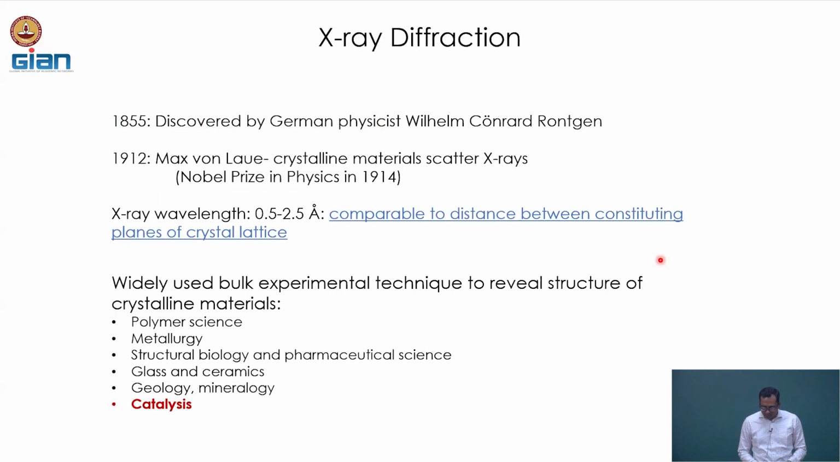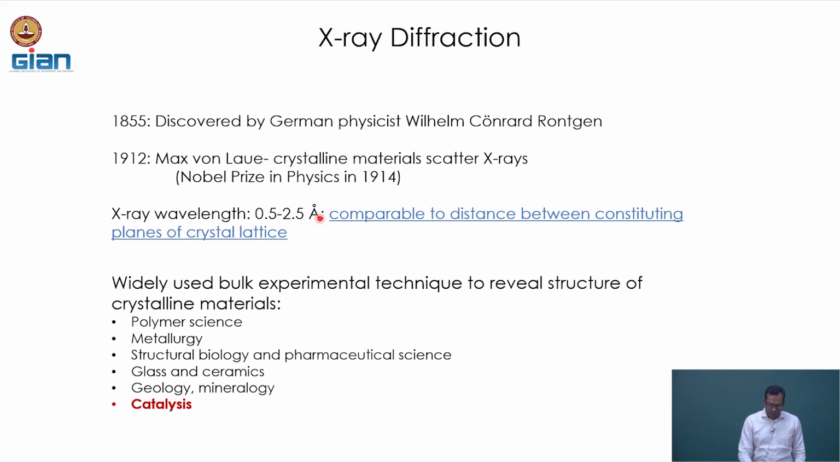Let us start with a little bit of history. In 1895 the X-ray was first discovered by Conrad Roentgen, and then in 1912 Max von Laue proposed that crystalline materials can scatter X-rays, and for that he got the Nobel Prize in Physics in 1914. These X-rays are of very small wavelength, as we saw with that electromagnetic diagram, of the order of 0.5 to 2.5 angstrom, which is comparable to the distance between the atomic planes of which the molecule is constituted.